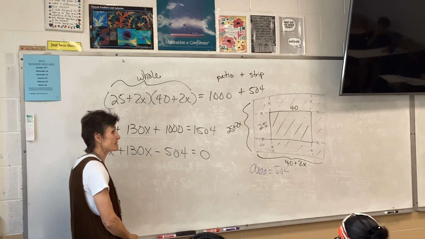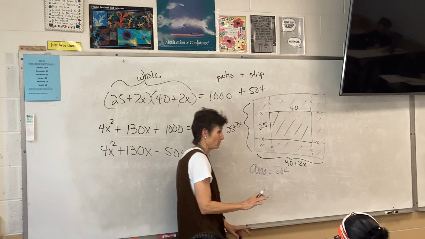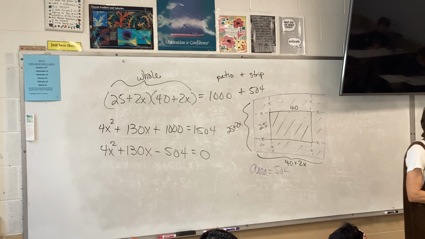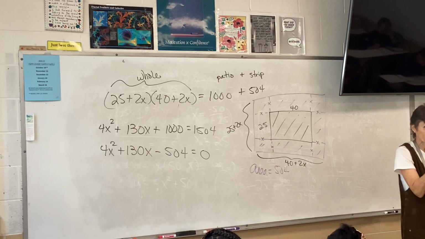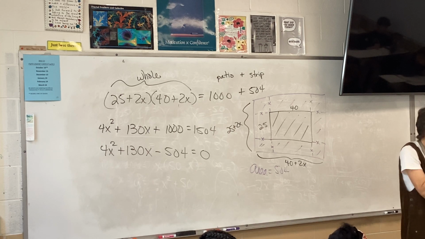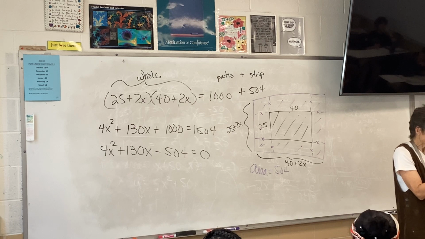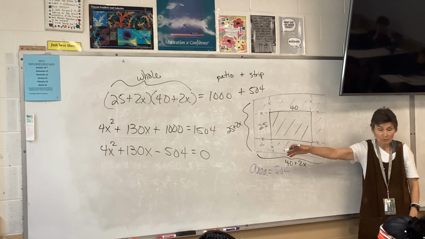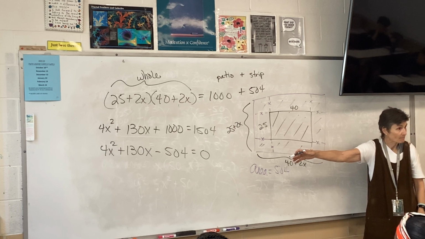Now, this is not a maximum or minimum problem, so please don't do negative b over 2a. Negative b over 2a is when you are finding a maximum or minimum, a vertex. Okay? All we're doing here is solving this equation. So what are we going to do to solve that?